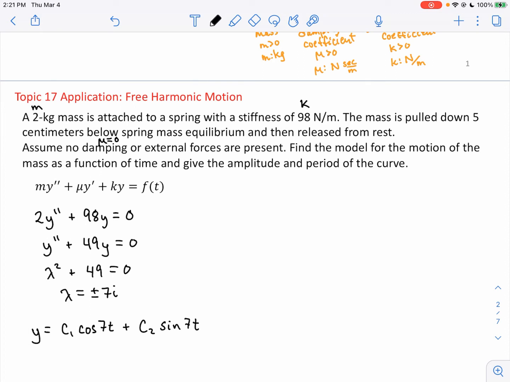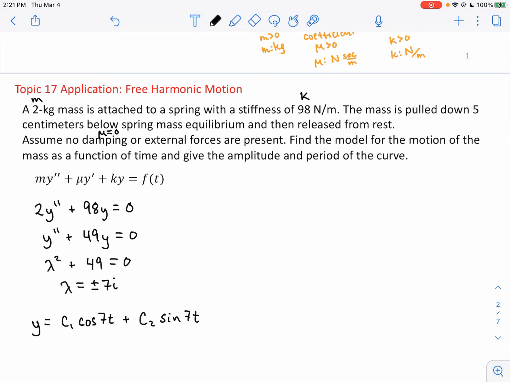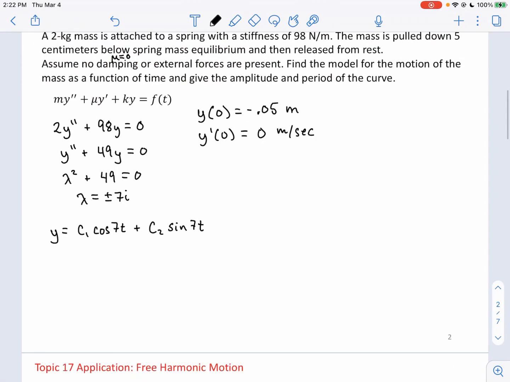Some of your homework might speak in terms of this in terms of left and right, by the way. When they talk about being right of equilibrium, you can think of that as being above. And left of equilibrium, you can think of that as being below. So just be mindful of that when you do the homework and you see left and right. So our initial conditions are going to be, we have y at time 0 is negative 5 centimeters. So that's going to be negative 0.05 meters. And y prime at time 0 is going to be 0 meters per second because it was released from rest, no initial velocity.